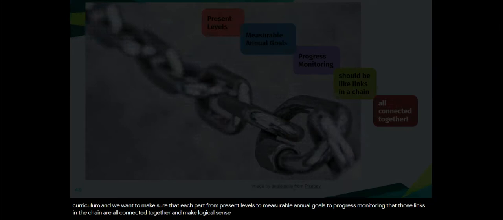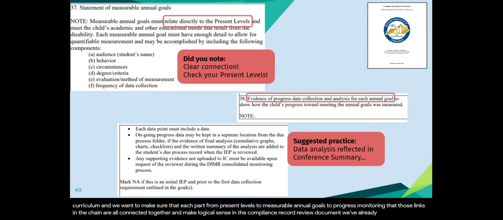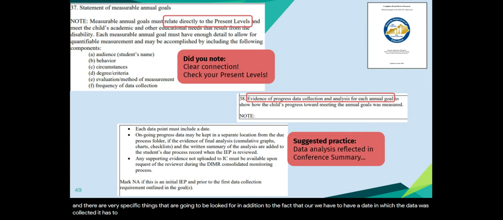In the compliance record review document, we've already talked about the fact that the measurable annual goals have to have a clear connection to the present levels. We also know that the next part of the compliance record review document tells us that we have to have evidence of progress, data collection, and analysis for each annual goal. And there are very specific things that are going to be looked for. In addition to the fact that we have to have data, it has to have a date in which the data was collected. It has to include some analysis of that data.